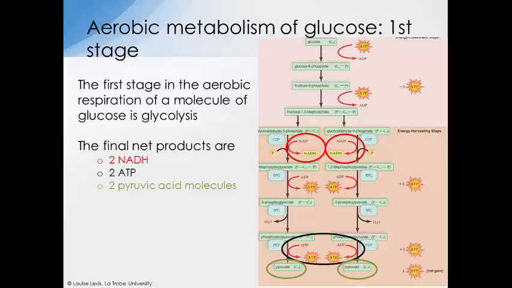The first stage of the aerobic metabolism of a molecule of glucose is actually glycolysis. And this can be a little bit confusing because in the previous clip you learnt that glycolysis was the anaerobic breakdown of glucose. If we take a close look at this pathway, you'll see that there's one important difference between this pathway and the pathway I showed you in the previous clip.